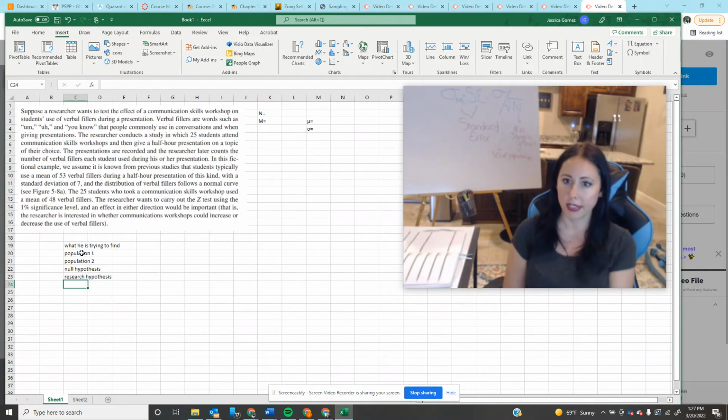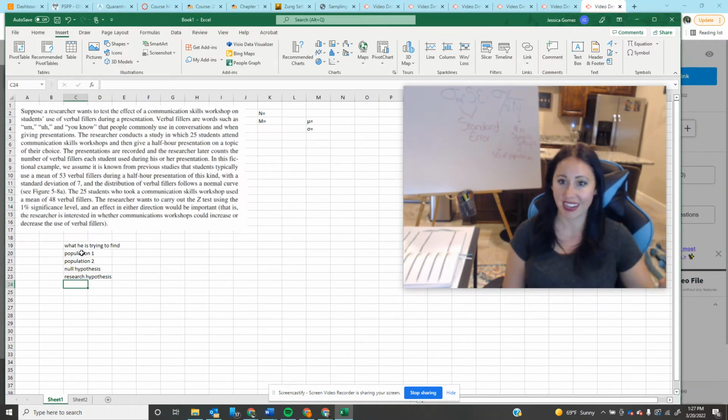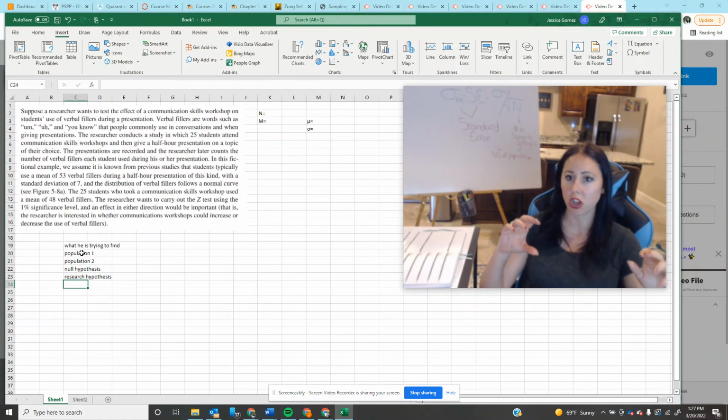What would the null hypothesis be? It would be that there was no effect of the communication workshop. That, okay, yeah, sure, maybe 48 is less than 53, but ultimately it's not a meaningful result. It could have happened by chance. The workshop really did not make a difference. That's the null hypothesis. There's no meaningful difference between the students who did the workshop and the students who did it.